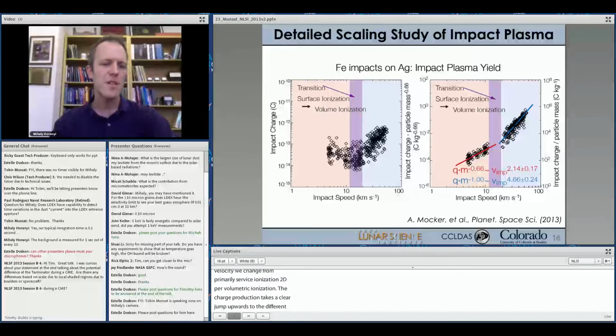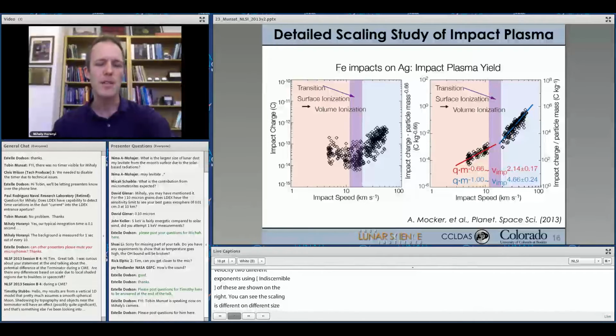in the left-hand plot. Now, the data points can be put into a scaling law with charge versus mass and velocity to different exponents using fits. And these are shown on the right. And you can see that the scaling is different on different sides of this transition between surface and volumetric ionization. This work was done by Anna Macher as part of our international partnership with the Heidelberg team. And I've listed at the bottom of the slide the paper in which she writes up all these results.